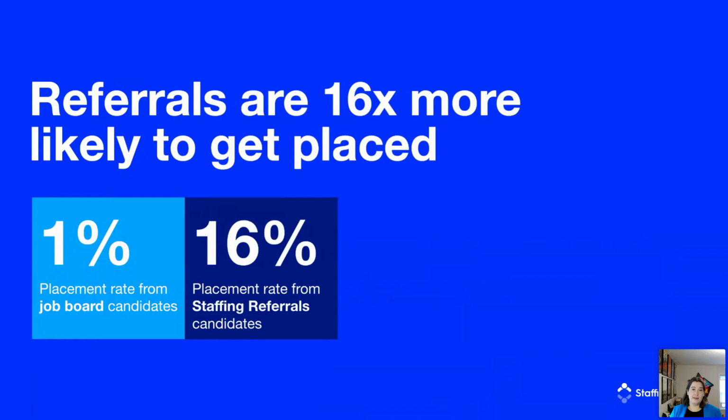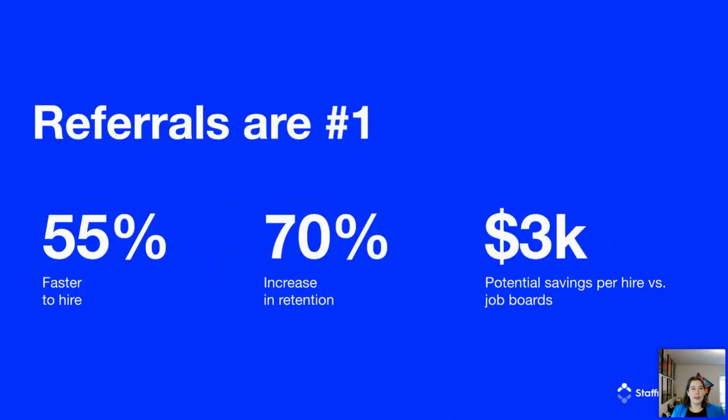So this is data from the staffing referral system, which shows that the average placement rate for referrals is 16%. That compares to the 1% that's typical from job boards. This means that referral leads are 16 times more likely to get placed than leads from job boards. Referral leads are also up to 55% faster to hire than leads from job boards and career sites. Referral hires stay in a position as much as 70% longer than non-referral hires, and referrals can save companies about $3,000 or more per hire.